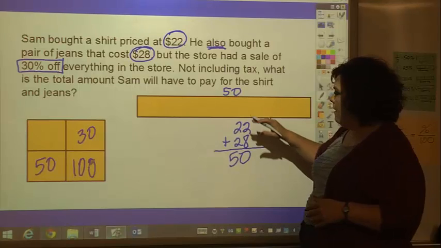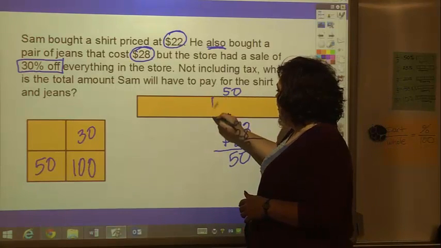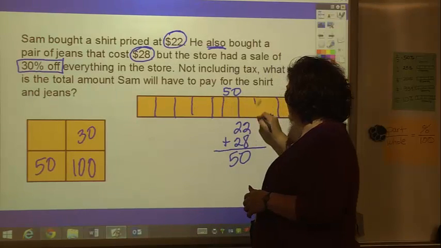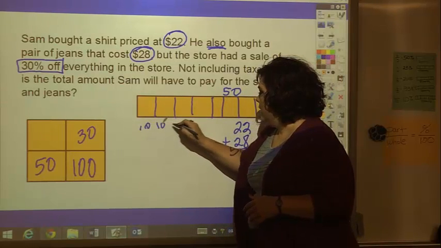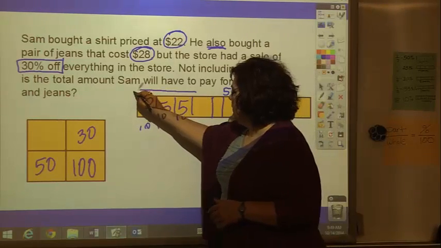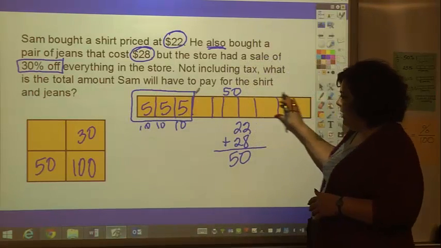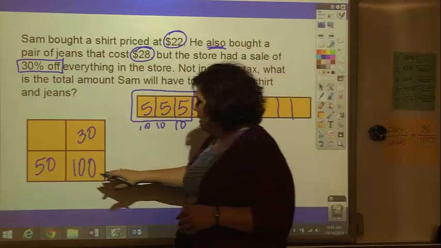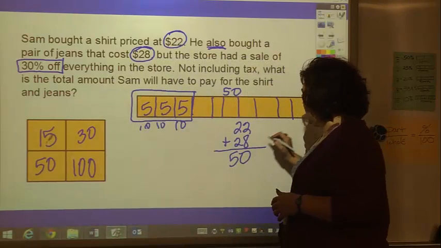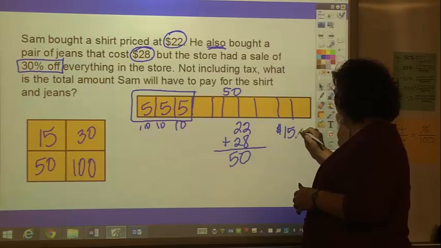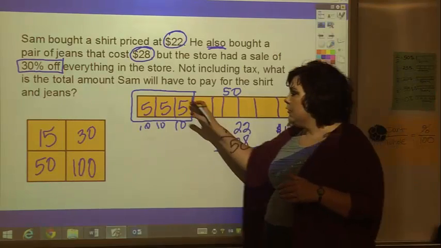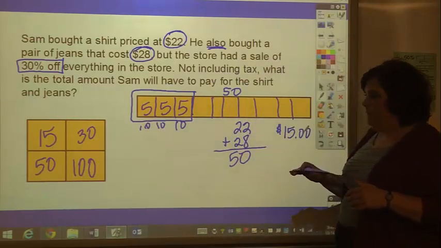Okay? So 30%, I can get to that by doing fifths and then half that to get tenths. So this is 10, 20, 30, and this is divided by 10. So this is 15 off, and he would pay the rest. And this is divide by 2, 15. So $15 is the discount. And many, many people answered 15. That is 30% of $50.